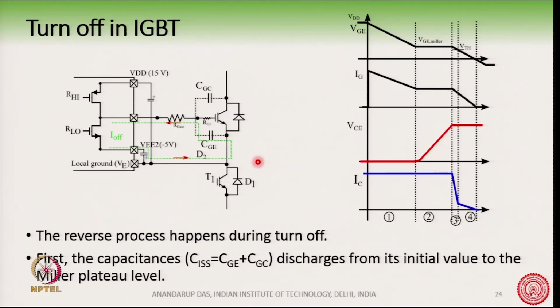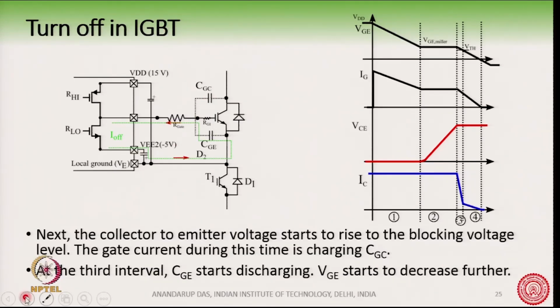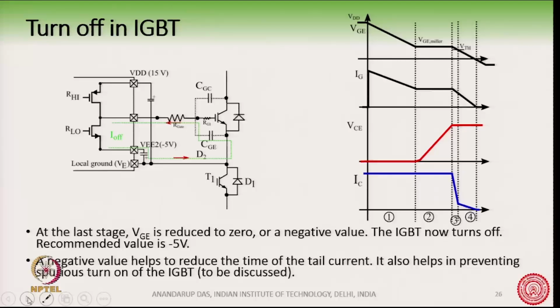Again, there are 4 stages during turn off. Initially, the capacitance CISS, both of them, are discharging from the initial value to the Miller plateau level. Then, like the previous way, in the second stage VC voltage is rising, whereas the current is still maintained. At the third interval the CGE starts decreasing, that is this CGE capacitor starts to decrease, and then ultimately at the fourth stage this voltage VGE goes to minus 5 volt and the IGBT will turn off fully.